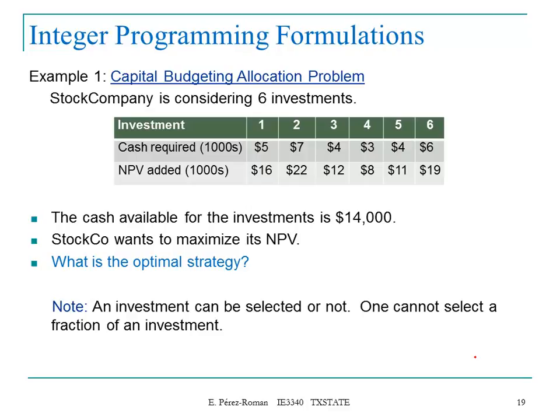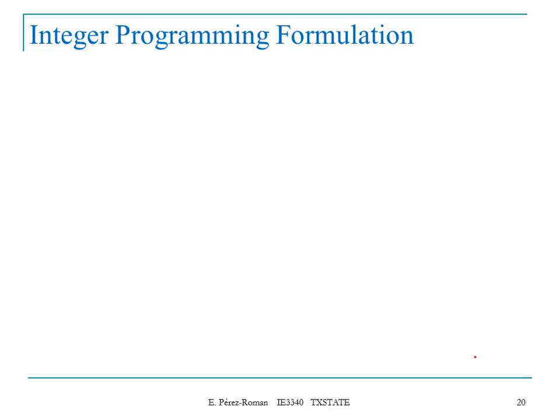That's the question. An investment can be selected or not, but one cannot select a fraction of an investment. This is basically making you aware that you either buy the investment or not. Okay? So it's not that you can buy 50% of the investment or 75% of the investment. If you're going to buy the investment, you have to buy it completely. So that is basically forcing you to use integer variables. Okay?